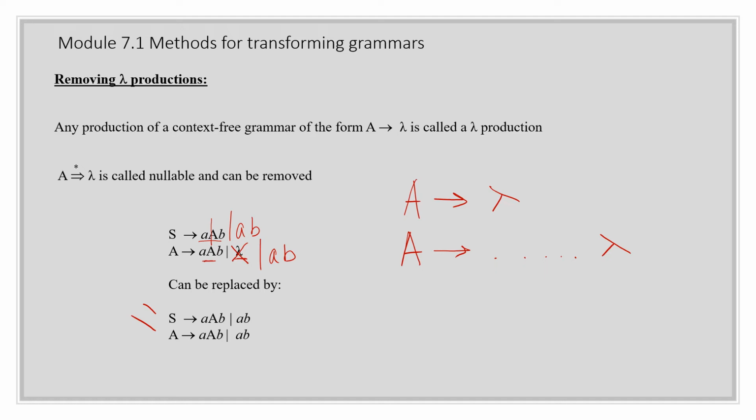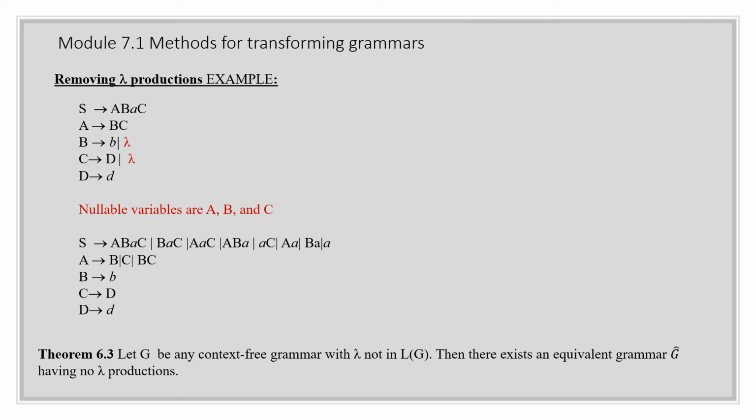I have another example. All right, here's another example of removing the lambda production. First thing we need to do is identify our nullable variables. It's very obvious that B is a nullable variable because it has the lambda production, and C is a nullable variable because it has a lambda production. But A is also nullable because A is going to get to B and then get to C. Remember that a nullable variable is one in which you have a lambda production right away, or which is going to get eventually to a lambda production.